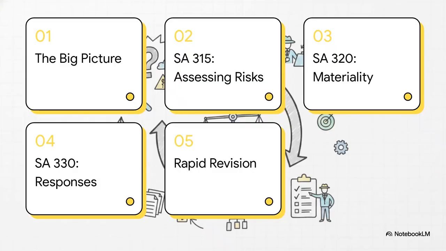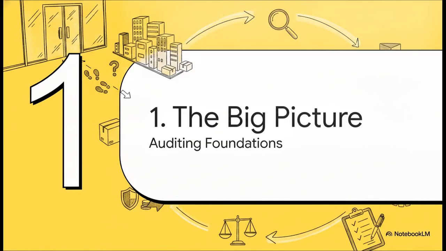Okay, so here's our mental roadmap for today's explainer. We're going to start with the big picture, then move through assessing risks with SA 315, setting materiality with SA 320, designing our responses with SA 330, and then we'll cap the whole thing off with a rapid revision summary. Let's get to it. Section 1, the big picture.